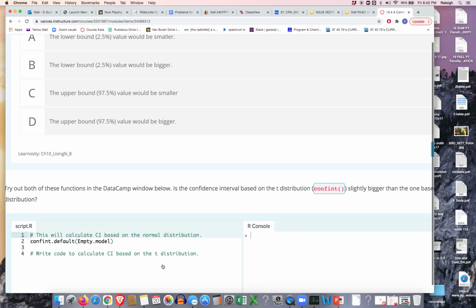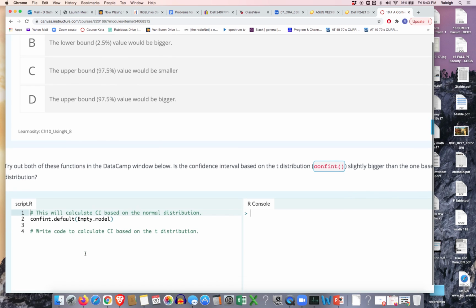Try out both these functions in the window below. Is the confidence interval based on the t distribution larger? We have confint.default and then empty.model. It looks like we write code to calculate it based on the t distribution. That's going to be about the same thing. All we have to do is drop out default.